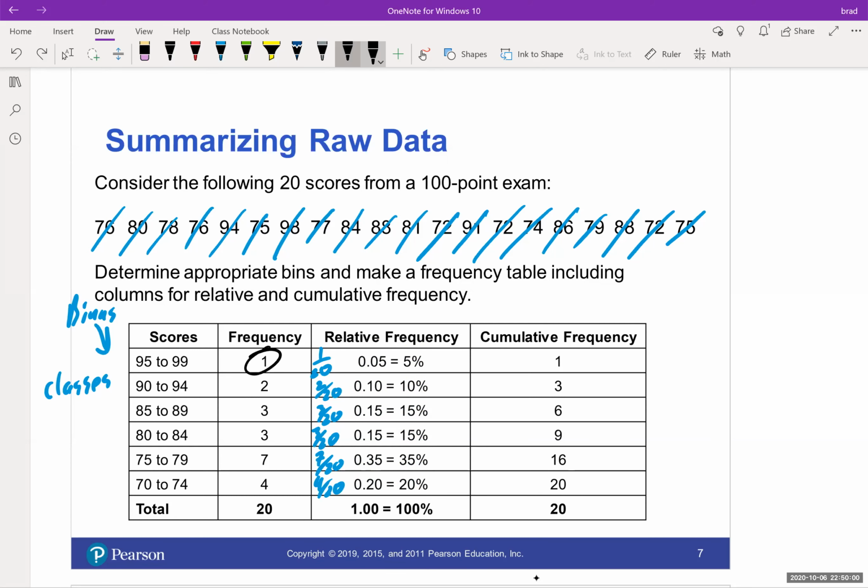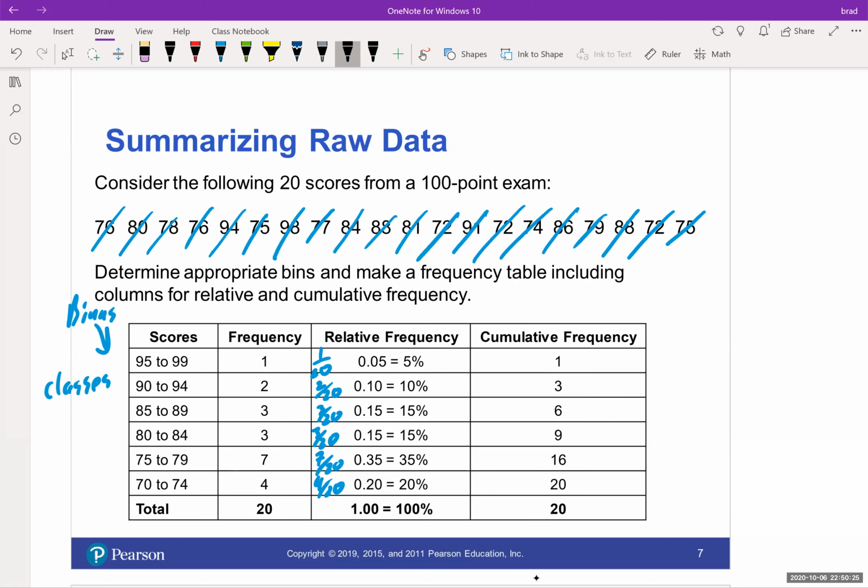So we have a frequency of 1 and 1. But now the next one is technically 1 plus 2, which would be 3. Now the next one would be this 3 right here, this 3, plus this 3 gives me 6. Now this 6 plus this 3 gives me 9. Now this 9 plus this 7 gives me 16. Now this 16 plus this 4 gives me 20.